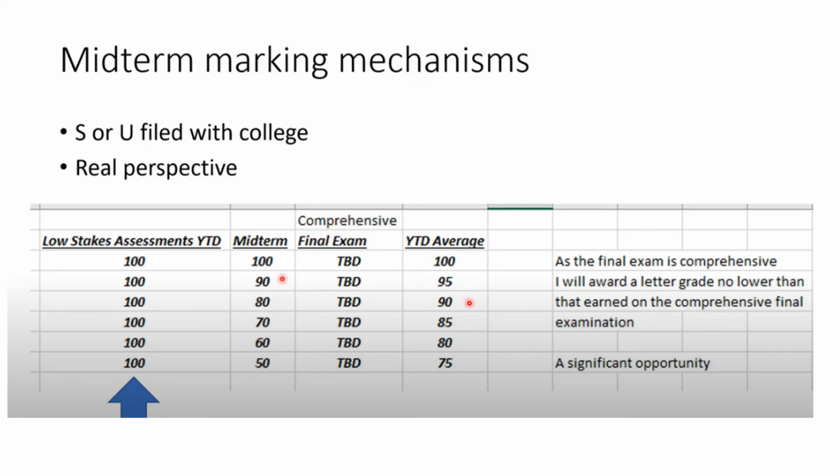And so if you land in this range, you are at an A. If you land in this range, you are at a B. And if you're in this range, you get a C at midterm. I mean, just about where you are.